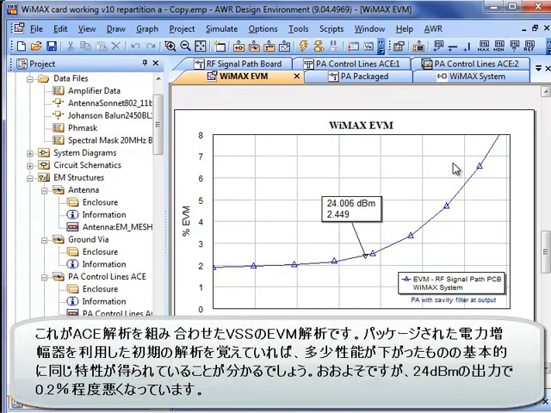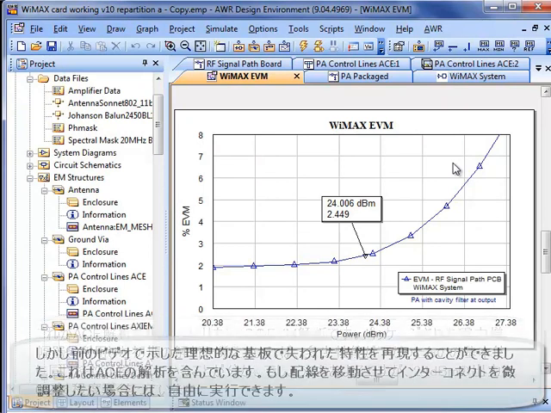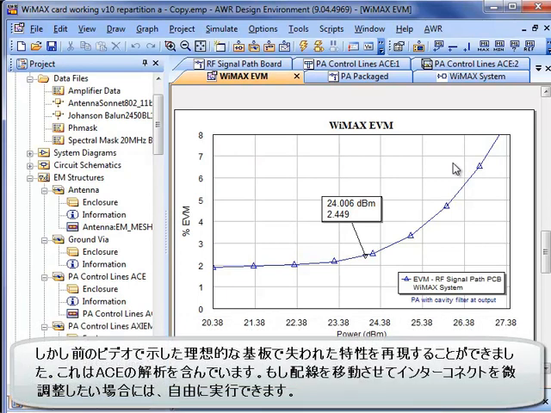So that's our VSS EVM simulation with the ACE analysis incorporated. And if you remember back to our original simulations with just the packaged power amplifier, this is essentially the same performance. It's somewhat degraded, but not much. I think we're losing maybe 0.2% of EVM at 24 dBm out. But we've essentially been able to recapture all the performance that we lost with the ideal board that we showed in the last video. And this is including directly that ACE analysis.